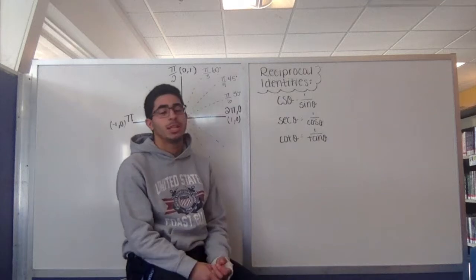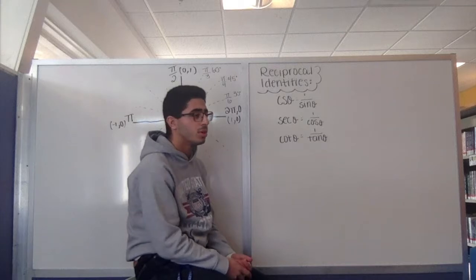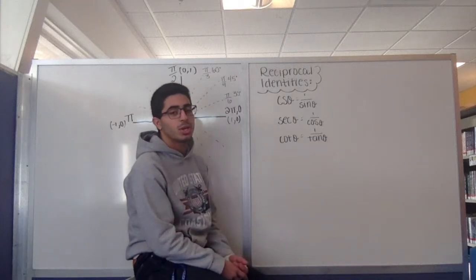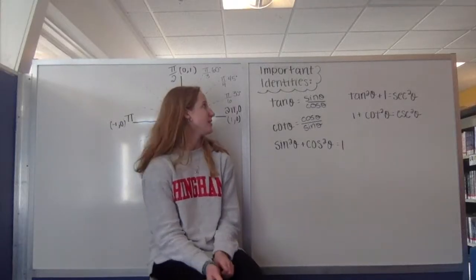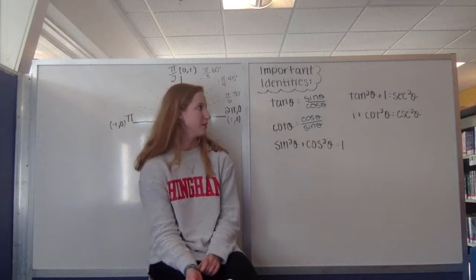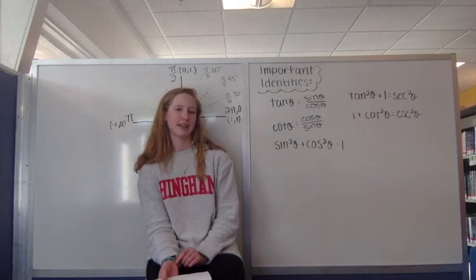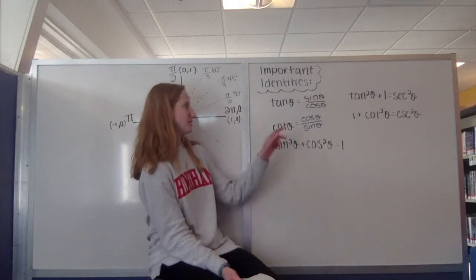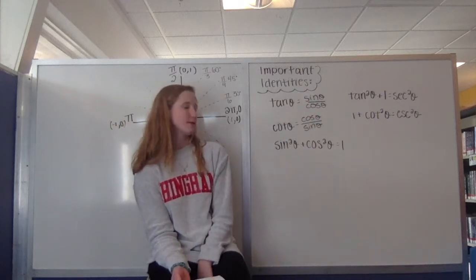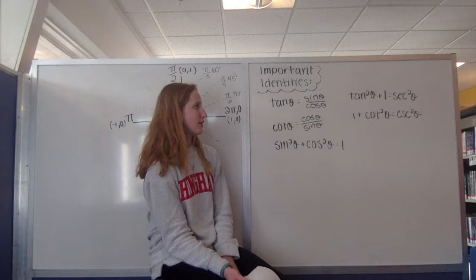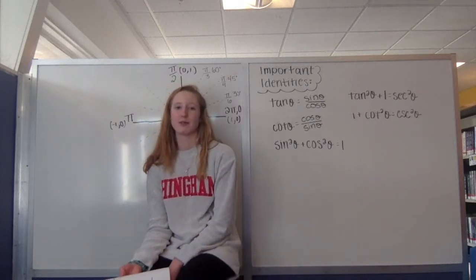Alright, so another thing that we learned were the reciprocal identities. Cosecant is 1 over sine, secant is 1 over cosine, and cotangent is 1 over tangent. Another thing we learned in Chapter 6 were the important identities that can be used to solve problems. For example, tangent theta equals sine theta over cosine theta. Cotangent theta equals cosine theta over sine theta, which makes sense because cotangent is the reciprocal of tangent, so they switch. Sine squared theta plus cosine squared theta equals 1. Tangent squared theta plus 1 equals secant squared theta. And 1 plus cotangent squared theta equals cosecant squared theta.